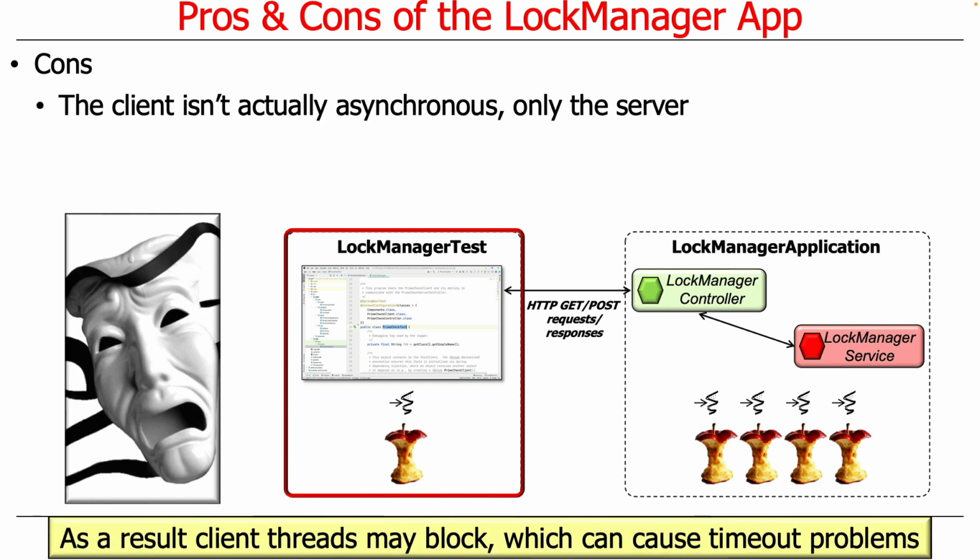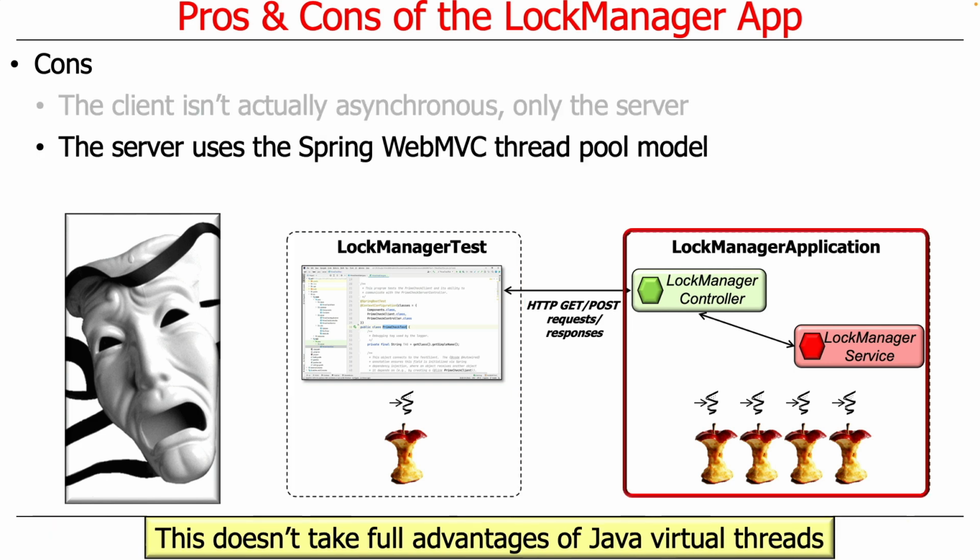The downside is the client isn't actually asynchronous, only the server is, so we don't get end-to-end asynchrony. And there are also some issues where if client threads block for a long period of time, stuff can time out. I'm still figuring out how to make that stop being a problem, but that's the way it works by default. And the server uses the Spring WebMVC thread pool model, which doesn't take full advantage of Java virtual threads unless you know what you're doing and you're using modern versions of Java.